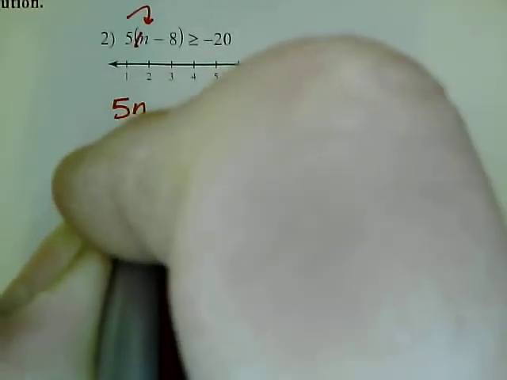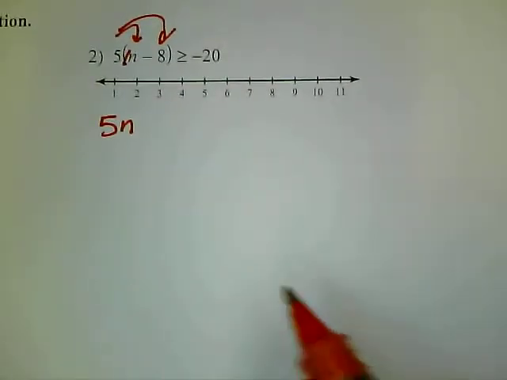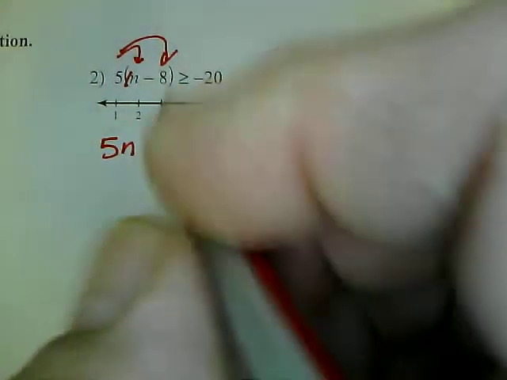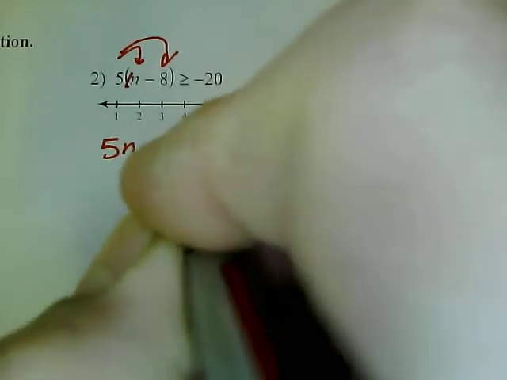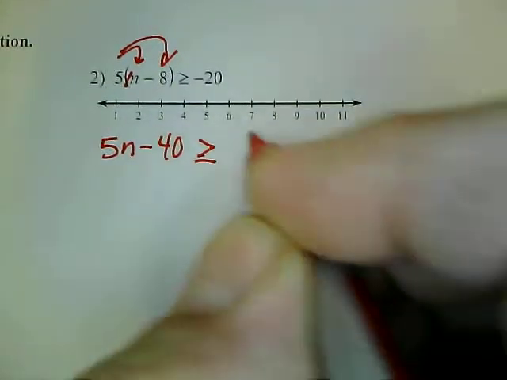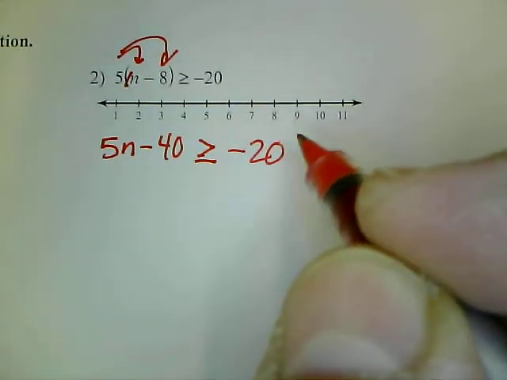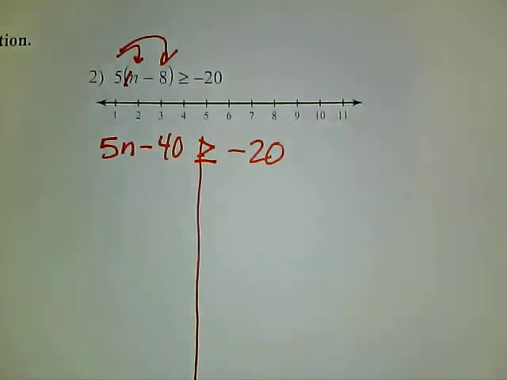Number 2. Or 1 right here if you want to. 5 times n is 5n. 5 times negative 8, negative 40. Our symbol. And negative 20. Bring all that down. Put our line.